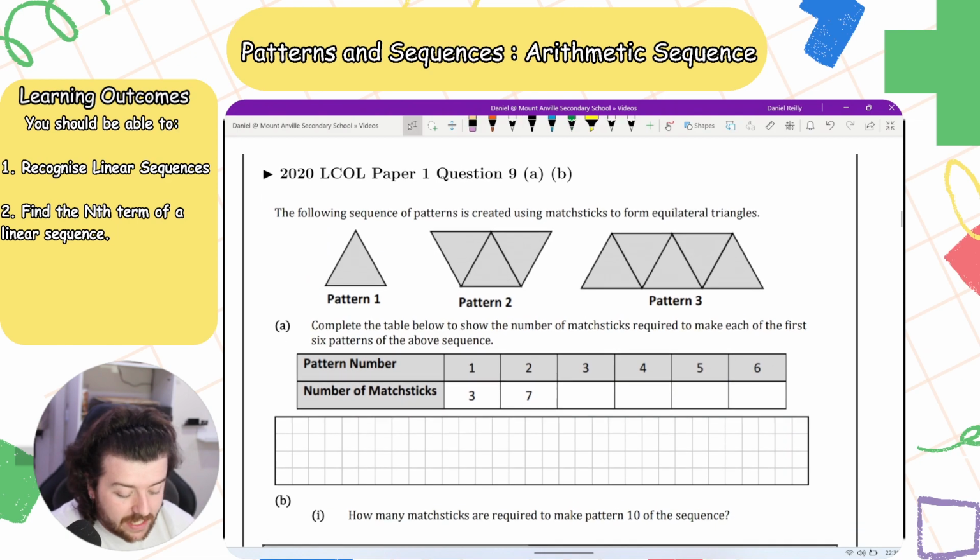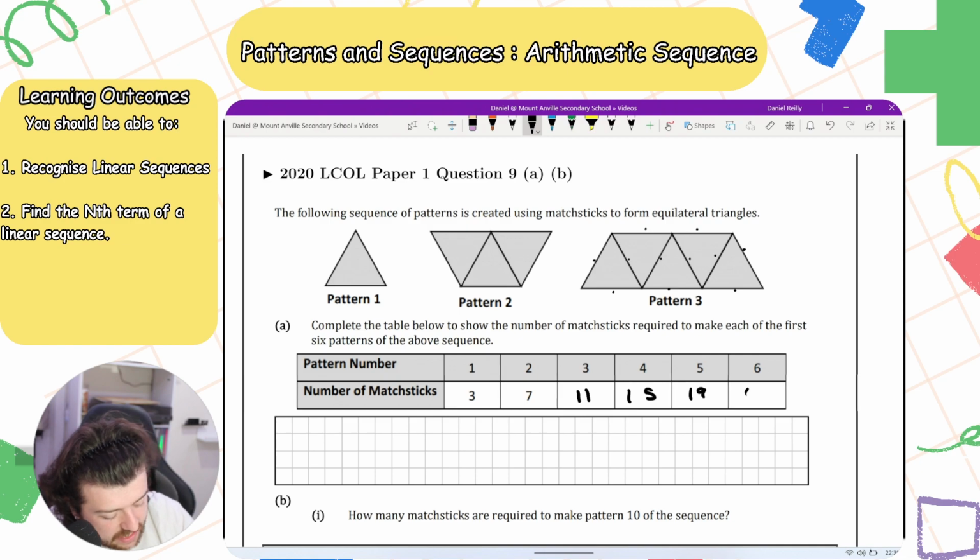So this is from the 2020 paper. The following sequence of patterns is created by matchsticks to form equilateral triangles. Complete the table below to show the number of matchsticks required to make each of the first 6 patterns of the above sequence. So these are all matchsticks. Basically each matchstick corresponds with a side of the equilateral triangle. So this one has 3. This one has 1, 2, 3, 4, 5, 6, 7. This one's going to have 1, 2, 3, 4, 5, 6, 7, 8, 9, 10, 11. Right? And we've noticed here it's going up in 4s. So therefore, the next one's going to be 15, then 19, then 23.